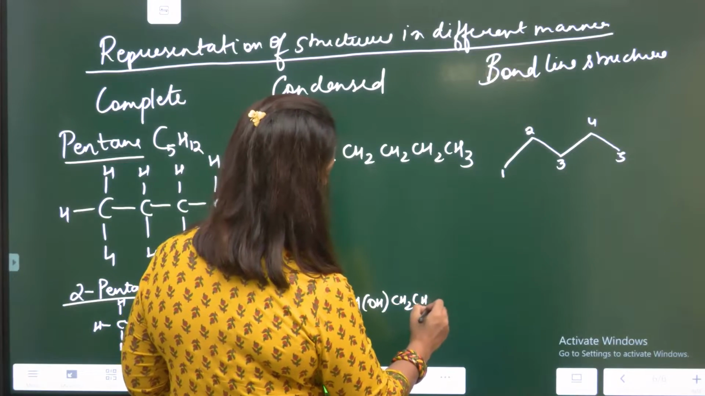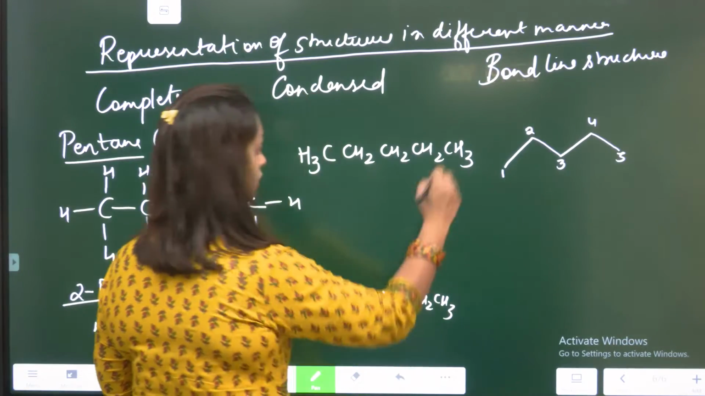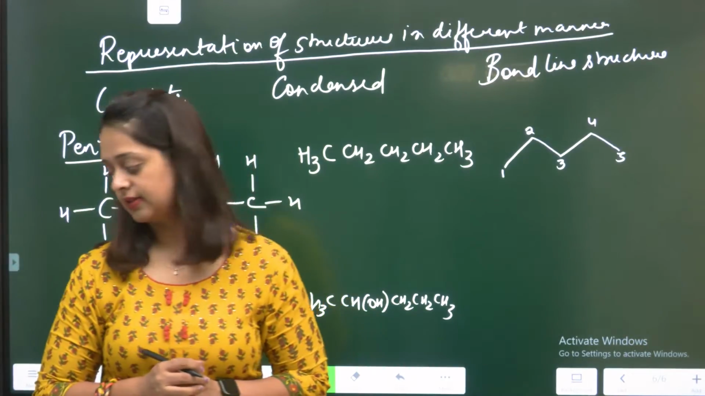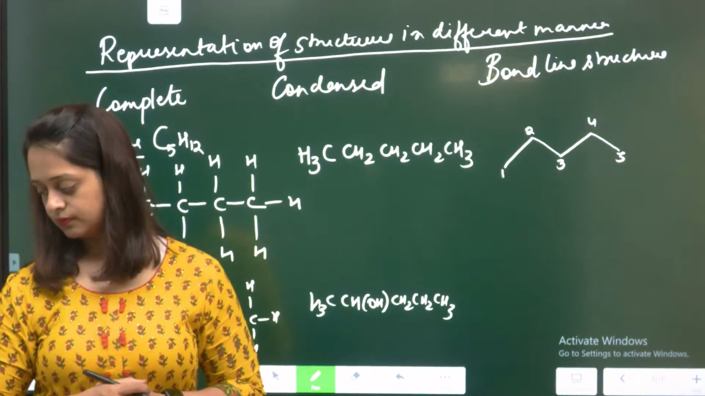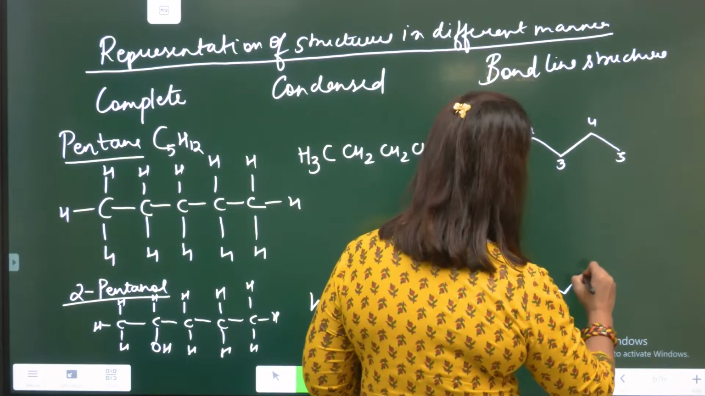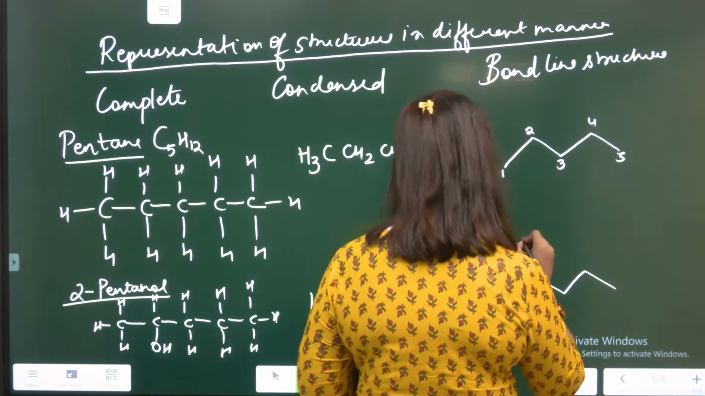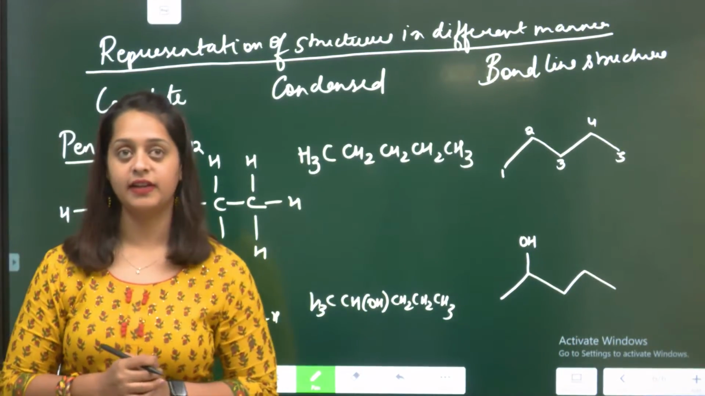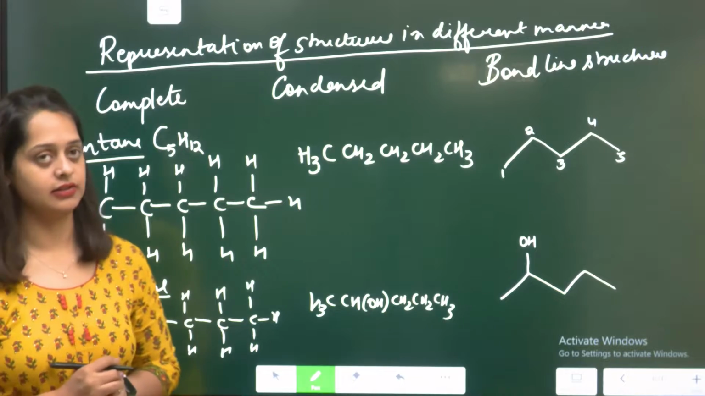CH2, CH2, CH. What about the bond line structure? How will that be represented? Ma'am, on the second point, our OH bond is being presented. Yes. So at this, the OH bond. So the functional groups are represented on the bond line structure. Clear?